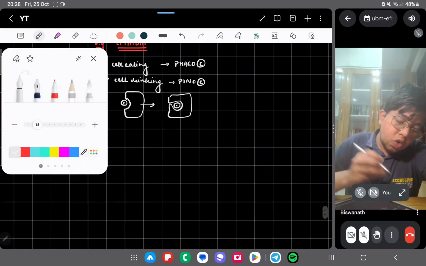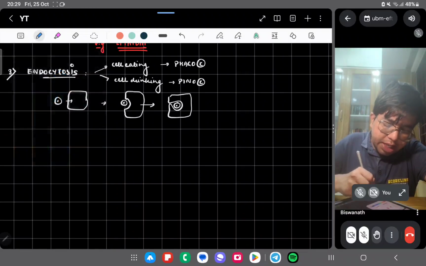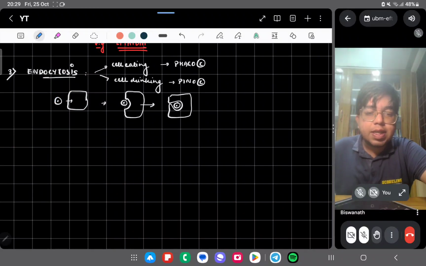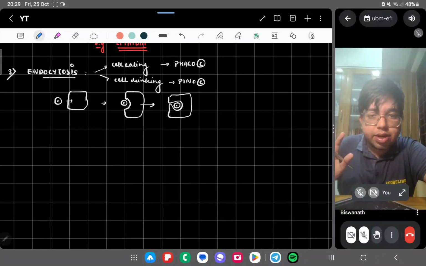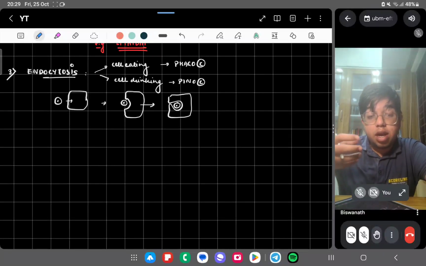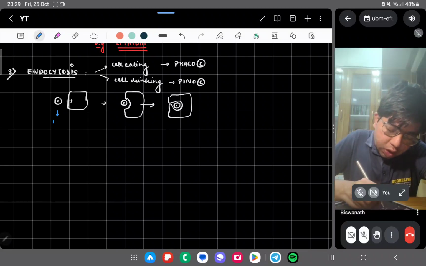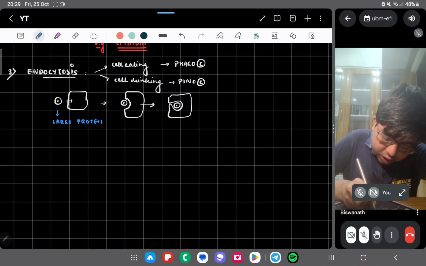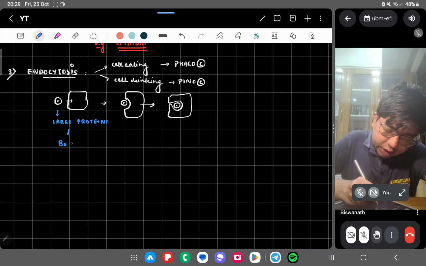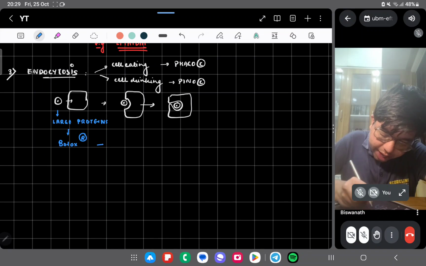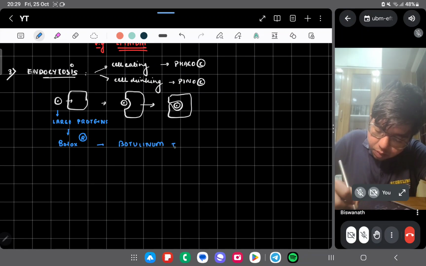Understood? So just imagine what drugs will use this. All the large proteinaceous drugs, right? All the drugs which have a protein structure, which are large. So large proteins use this. Can you give an example? Yes. Toxins, botulinum toxin. Botox is a brand name basically.